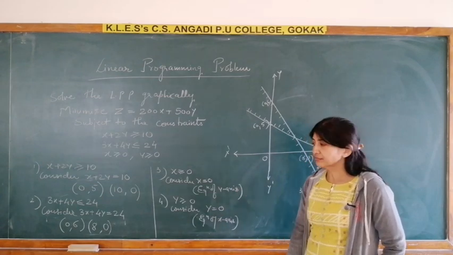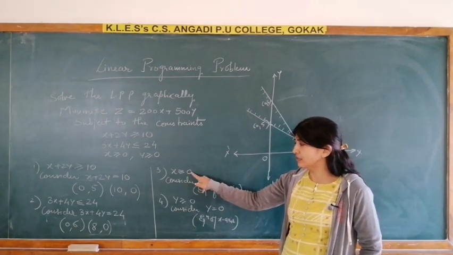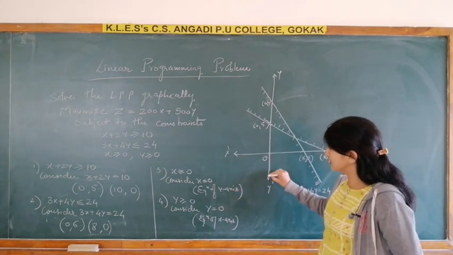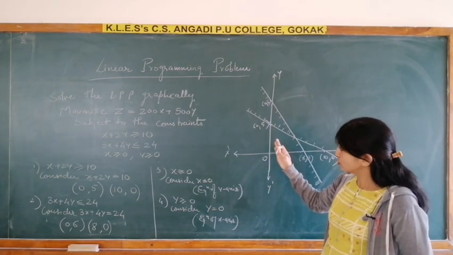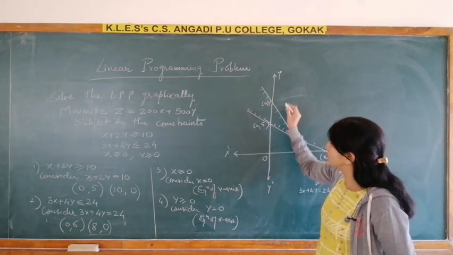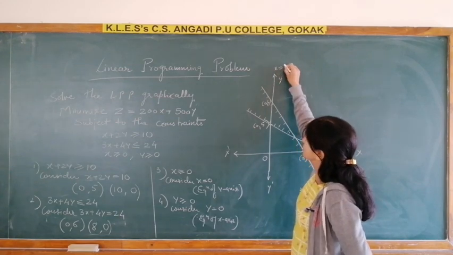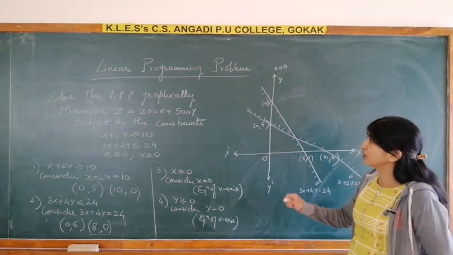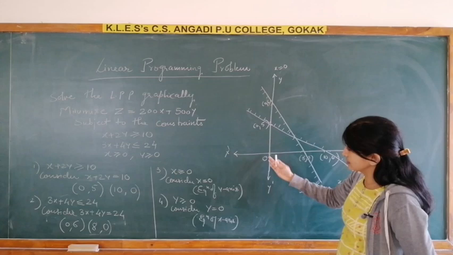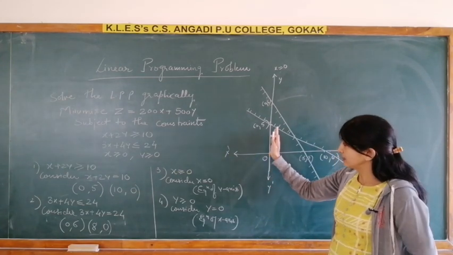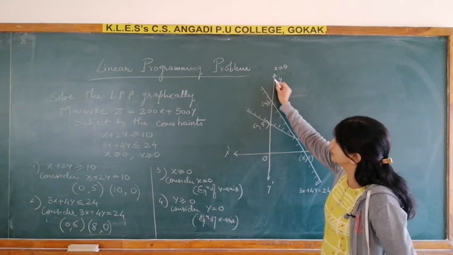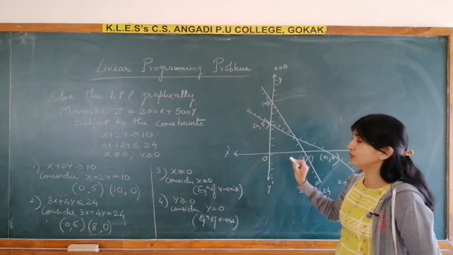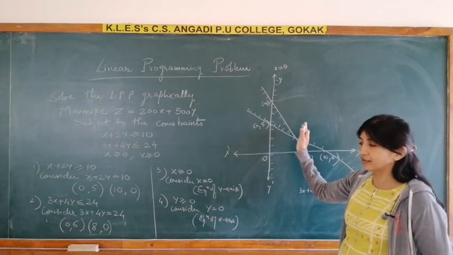Come to the third one. What is the third constraint? X is greater than or equal to 0. Consider x is equal to 0. X is equal to 0 is nothing but the equation of the y-axis. So already the line is there. This is only x is equal to 0. If you want, you can take here x is equal to 0. Now x is greater than or equal to 0 means what? This is the line x is equal to 0. This side the negative numbers come and here the positive numbers. So greater than 0 means the shading is towards this side. The greater numbers come this side, positive numbers.